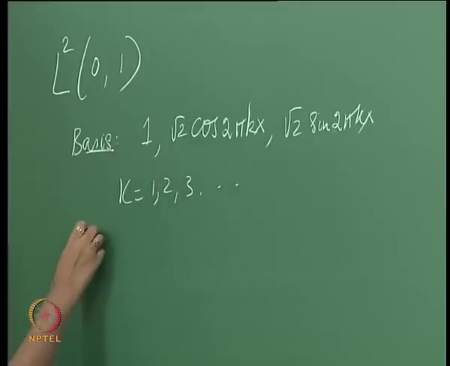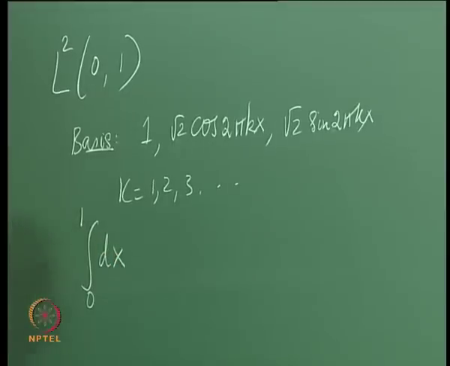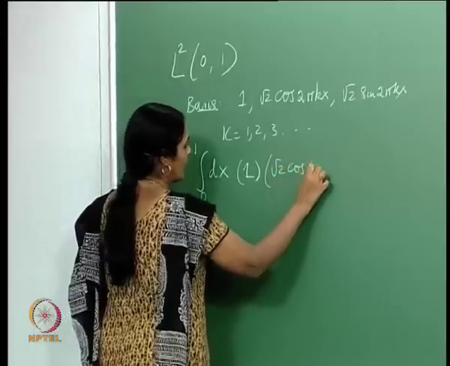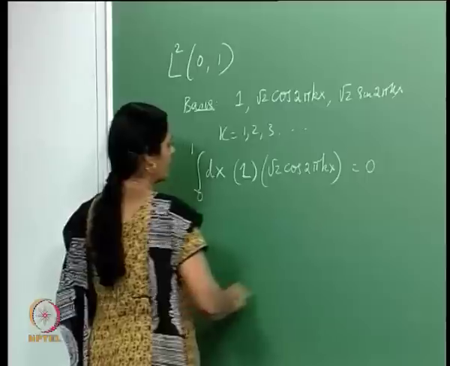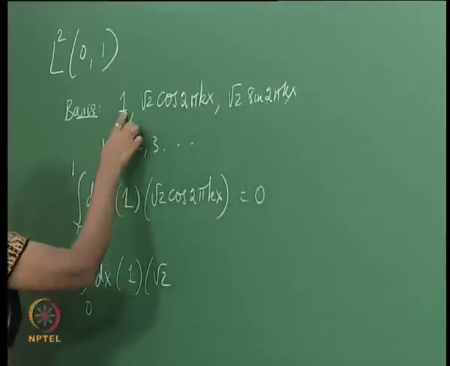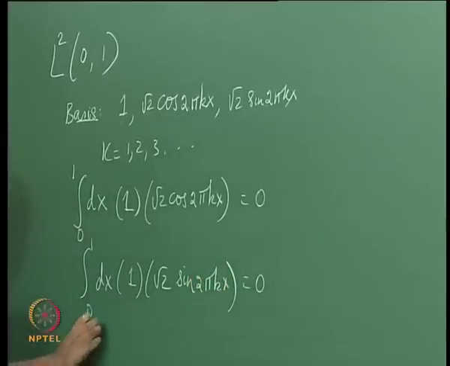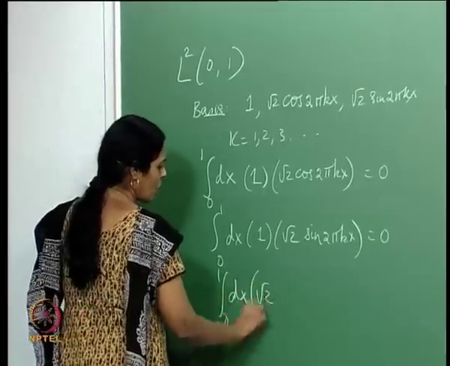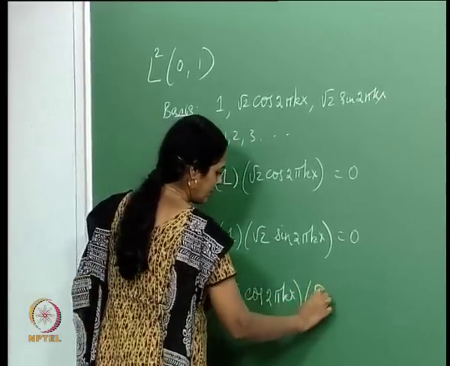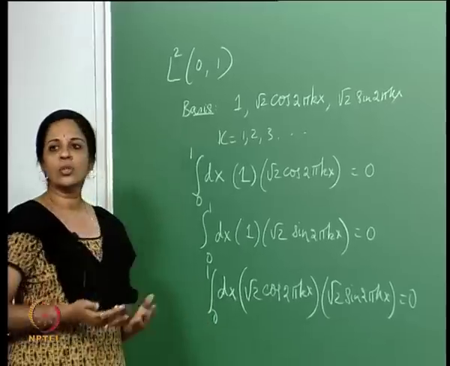And how do I see that they are orthogonal to each other? Suppose we did the integral 0 to 1 dx, let us consider those two basis states, 1 and root 2 cos 2 pi kx. It is trivial to check that that is 0. Similarly, if I took these two basis states, 1 and root 2 sin 2 pi kx, that is 0. Root 2 cos 2 pi kx for any positive integer k, that is also 0. So, they are orthogonal to each other.